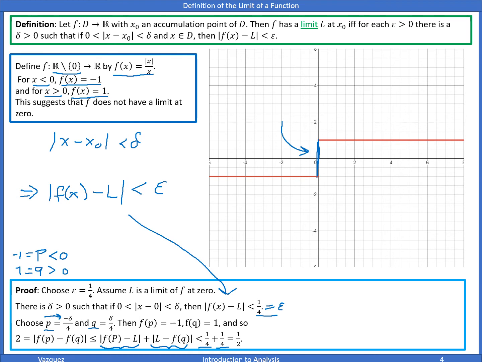So in this case, we're using P. So here we have P. We know this is less than epsilon, which is 1/4, and this is less than epsilon, which is 1/4. That's why it's less than 1/4 plus 1/4, and that's equal to 1/2. So we're saying 1/2 is greater than 2, which makes us arrive at our contradiction. So this function does not have a limit at 0.